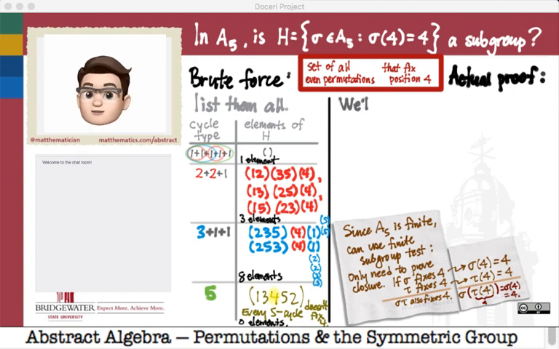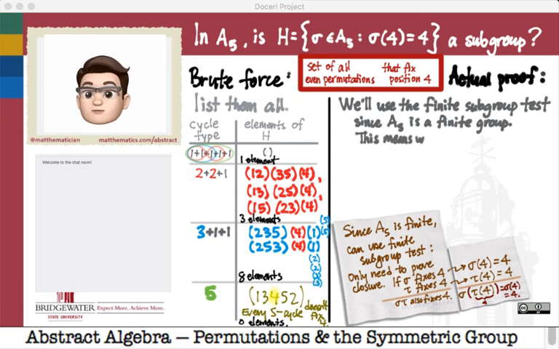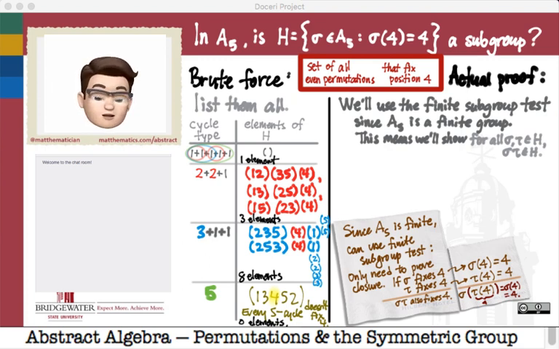Let's structure it into a full proof. The first thing in my proof is I want to give away my strategy. We're going to use the finite subgroup test, which is possible since A5 is a finite group. What's my burden of proof? We just need to show the closure property holds for this subset H. To rephrase that, to remind the reader of what closure looks like, we need to show that for all sigma and tau in the subset H, the composition, using the operation of the symmetric group, is also an element of H.